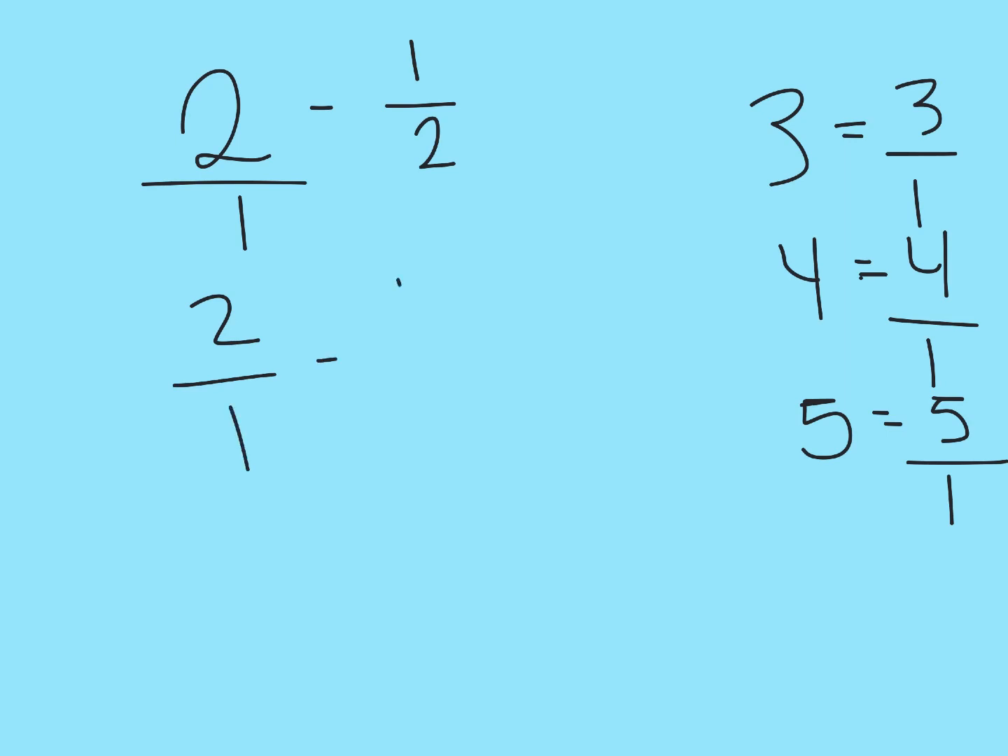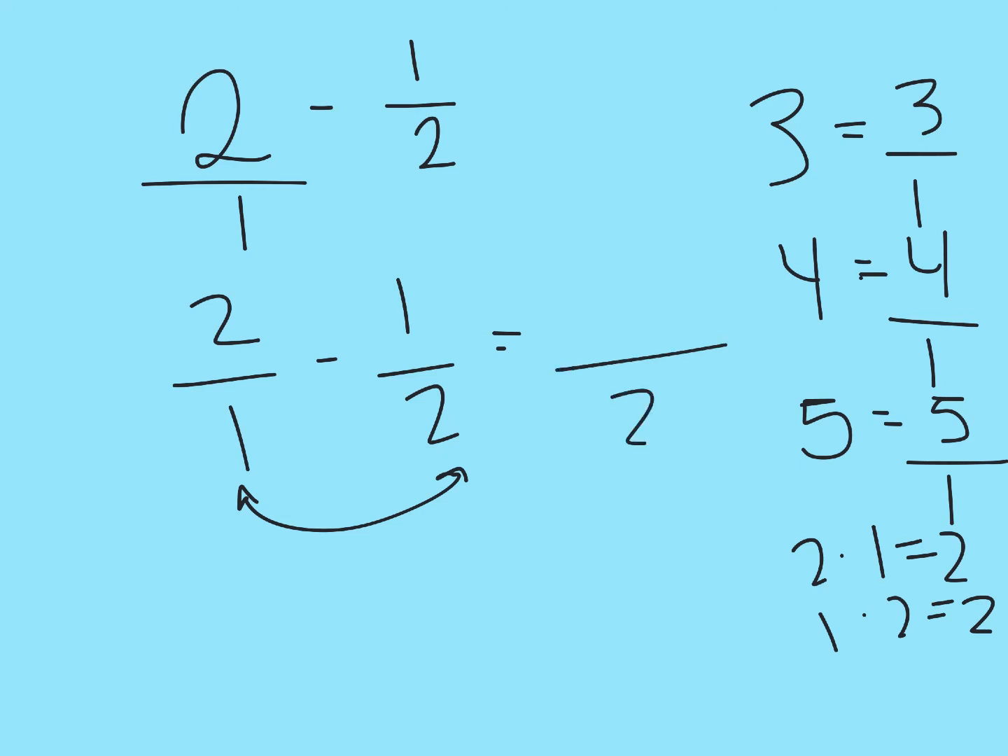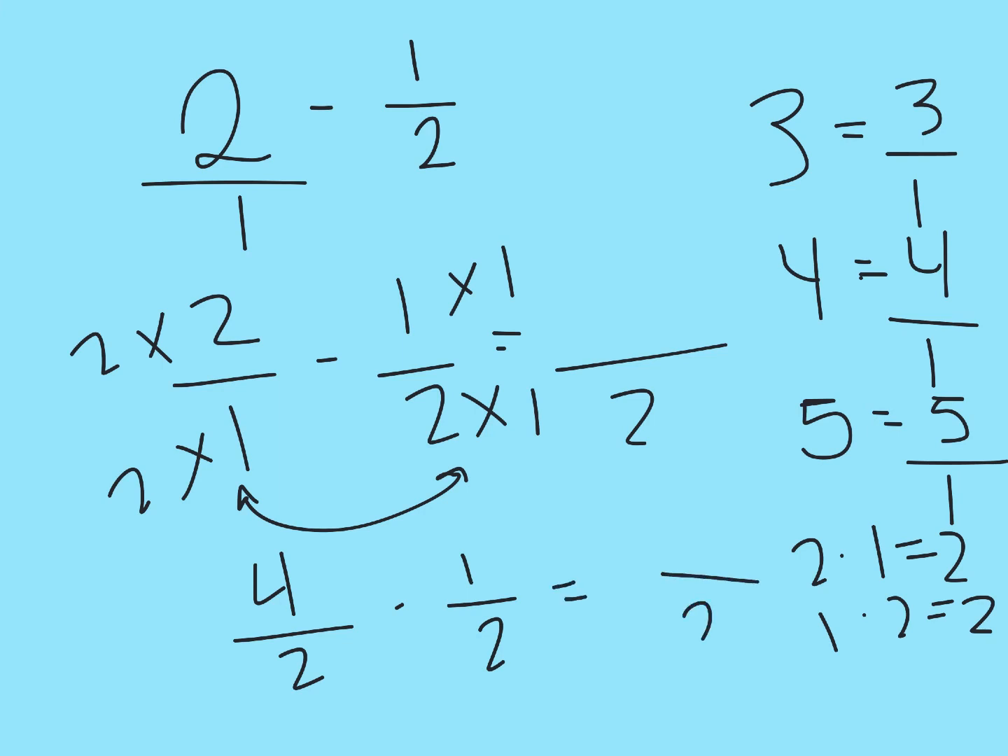So 2 over 1 minus 1 over 2. We don't have the same denominator, but we do know that 2 times 1 equals 2, and 1 times 2 equals 2. So I'm just going to put 2 here. What times 1 gives me 2? 1 times 2. And then I'm going to do it here too. What times 2 gives me 2? 1. So this will give me 4 over 2 minus 1 over 2, which is 3 over 2. That's my answer.